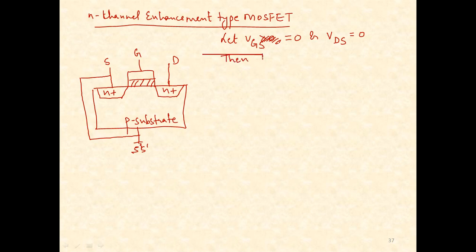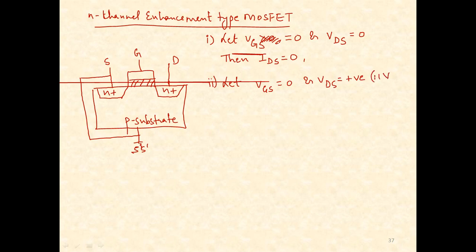So I will write then the current IDS is 0. Okay. The second case, let us just consider them by cases. So that's the first case. Second case, let VGS be equal to 0 and let VDS be some positive value, for example 1 volt, plus 1 volt.